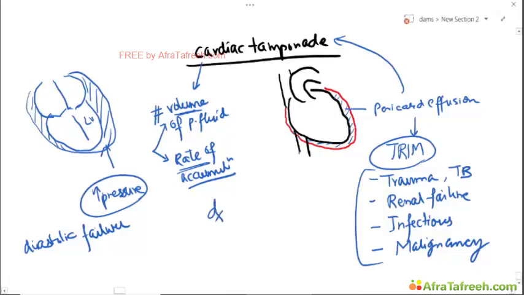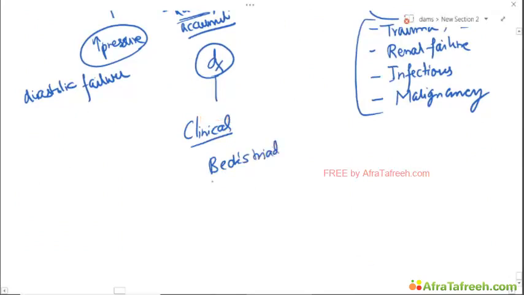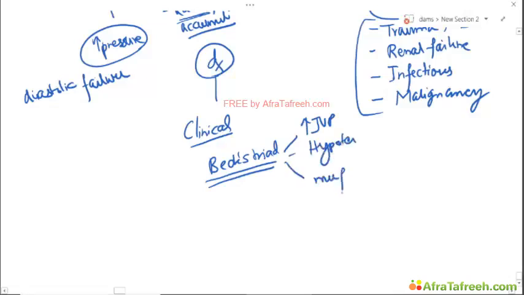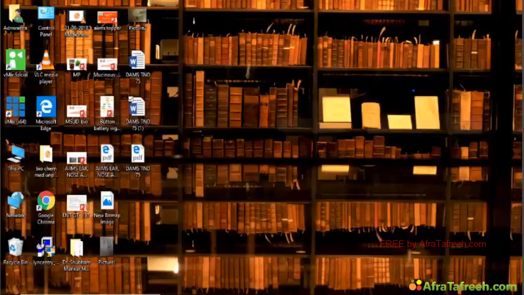How do we diagnose it? One is a clinical diagnosis, when you talk about Beck's triad, classically described as raised JVP, hypotension, and muffled heart sounds. This triad is not common and not practically seen in a lot of patients, especially in a busy emergency department. This is a sign which is very difficult to elicit, and so is raised JVP.